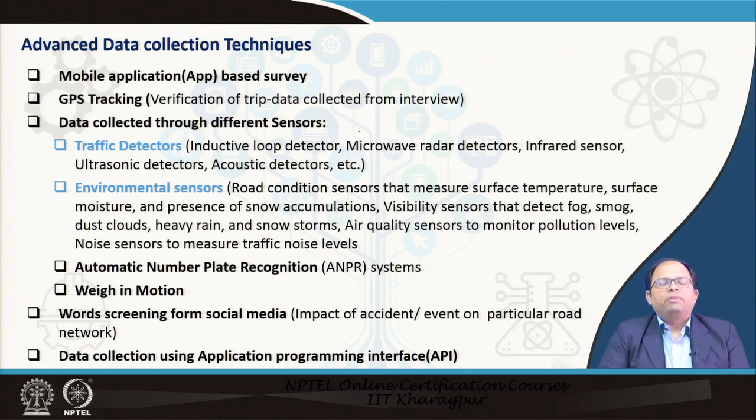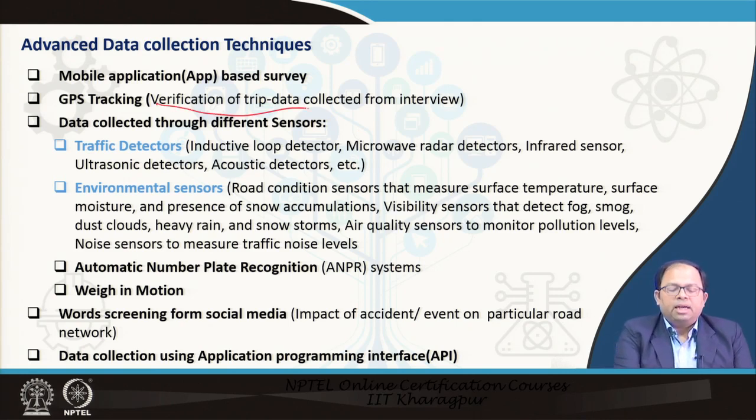So next, we will talk about the other advanced data collection techniques in addition to stated preference and conjoint analysis. We can also have completely different ways to collect transportation data. For example, in today's context, we can develop mobile applications through which we can collect data, and GPS tracking could be part of a mobile application, or an independent GPS tracking, which could also give us certain kinds of data. Particularly, it could be used for verification of trip data collected from interviews.